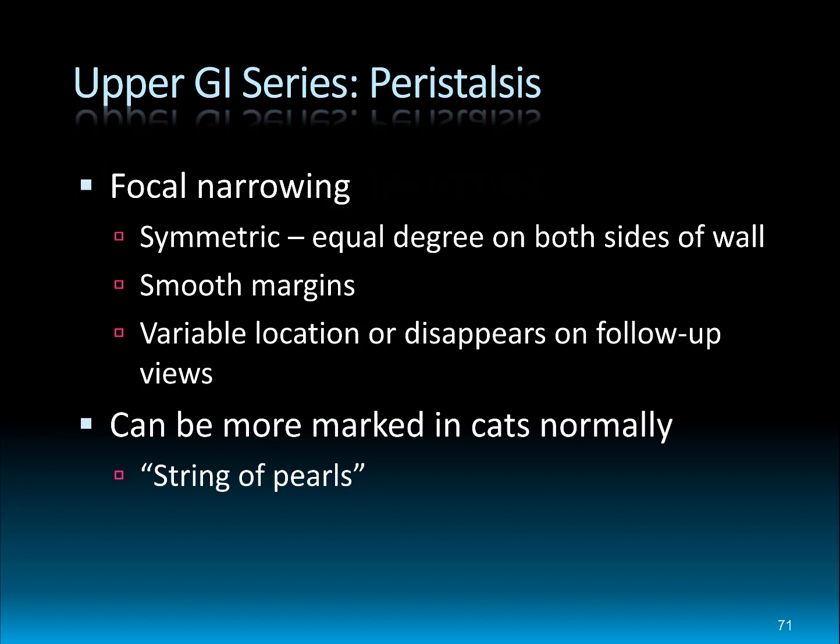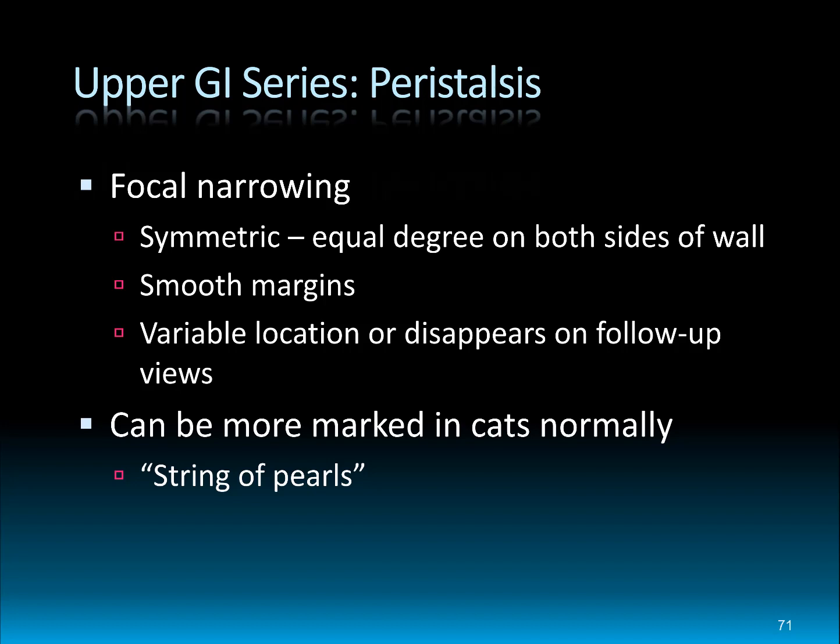I've alluded to peristalsis. There is going to be focal narrowing in different spots in the GI tract as you do your study. We want to see that it's symmetric and circumferential, so there should be an equal indentation on both sides of the wall. If it's unequal, then it's more likely that it's an actual lesion of the wall or mucosa. The margins should remain smooth. If the mucosa is irregular there, that's not normal. And the location should change over the span of multiple views.